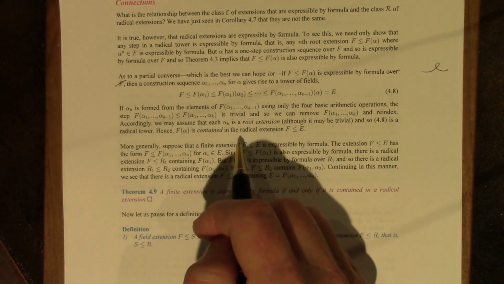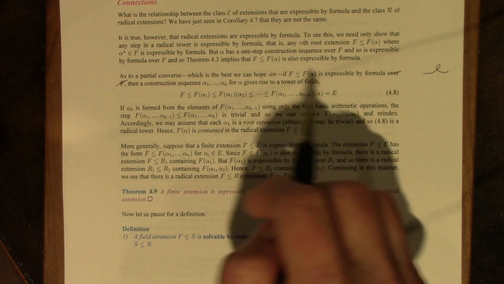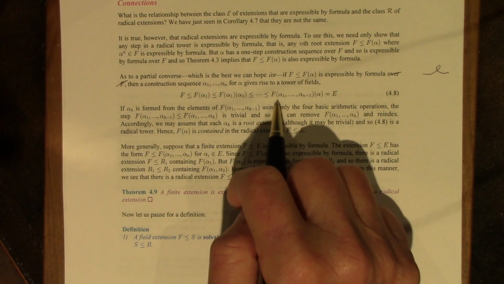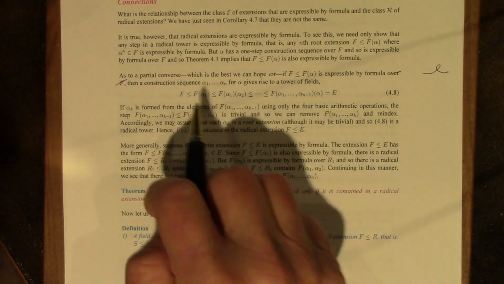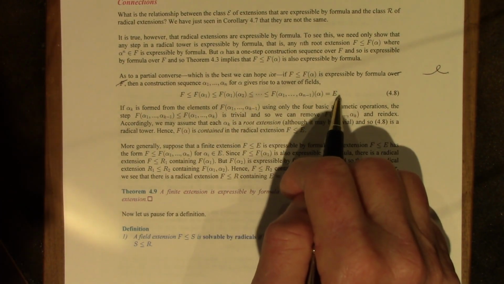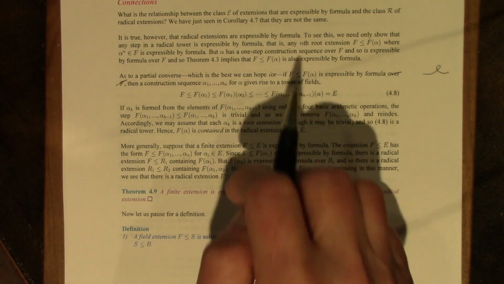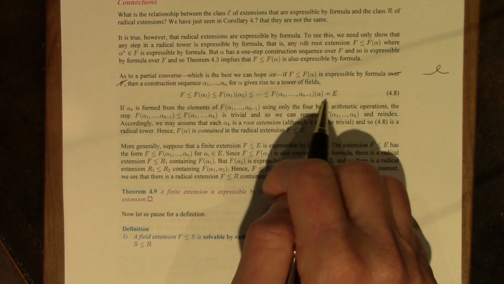Okay, so did I say it's contained in E? F with alpha adjoined is contained in E. F E is a radical extension. Alpha is contained in E, so F with alpha adjoined is contained in E.